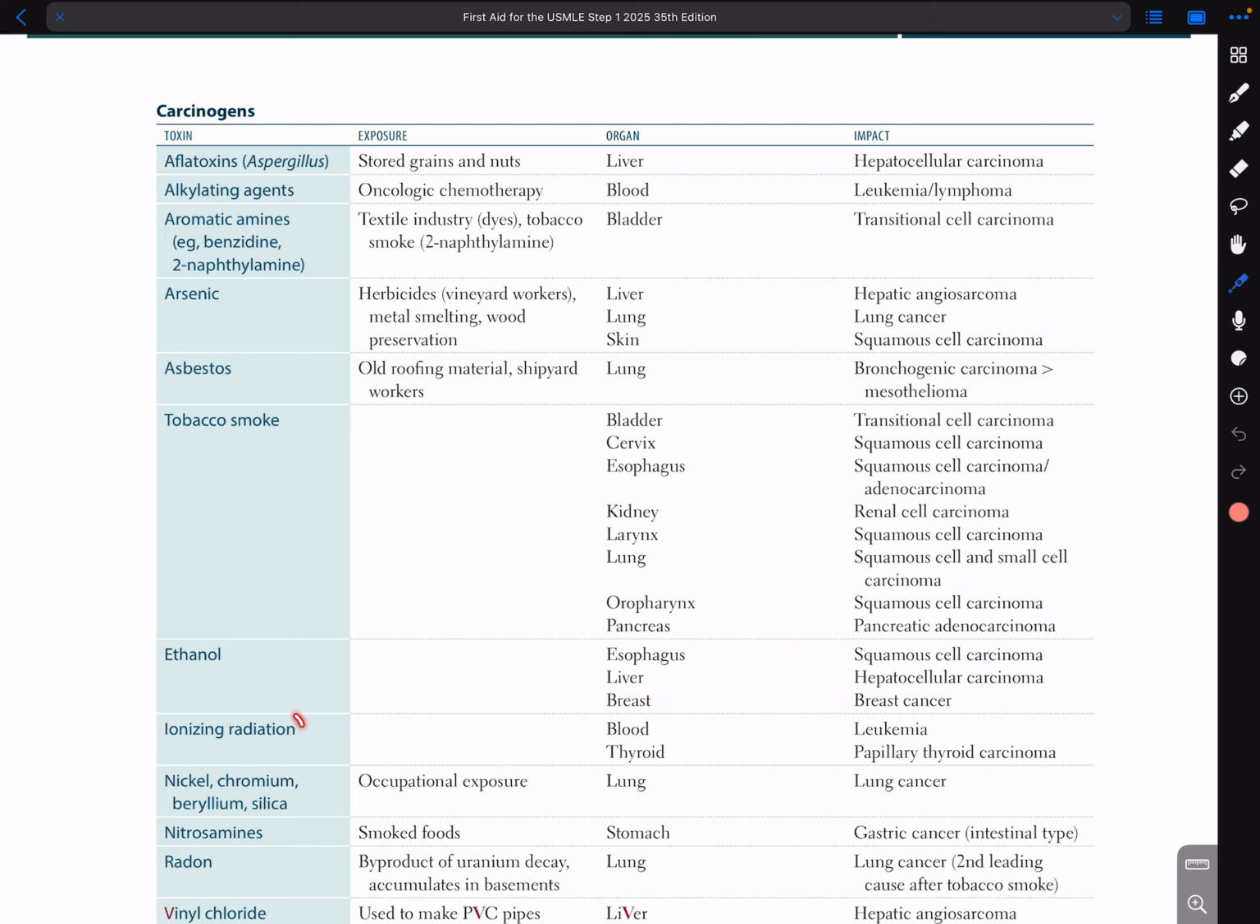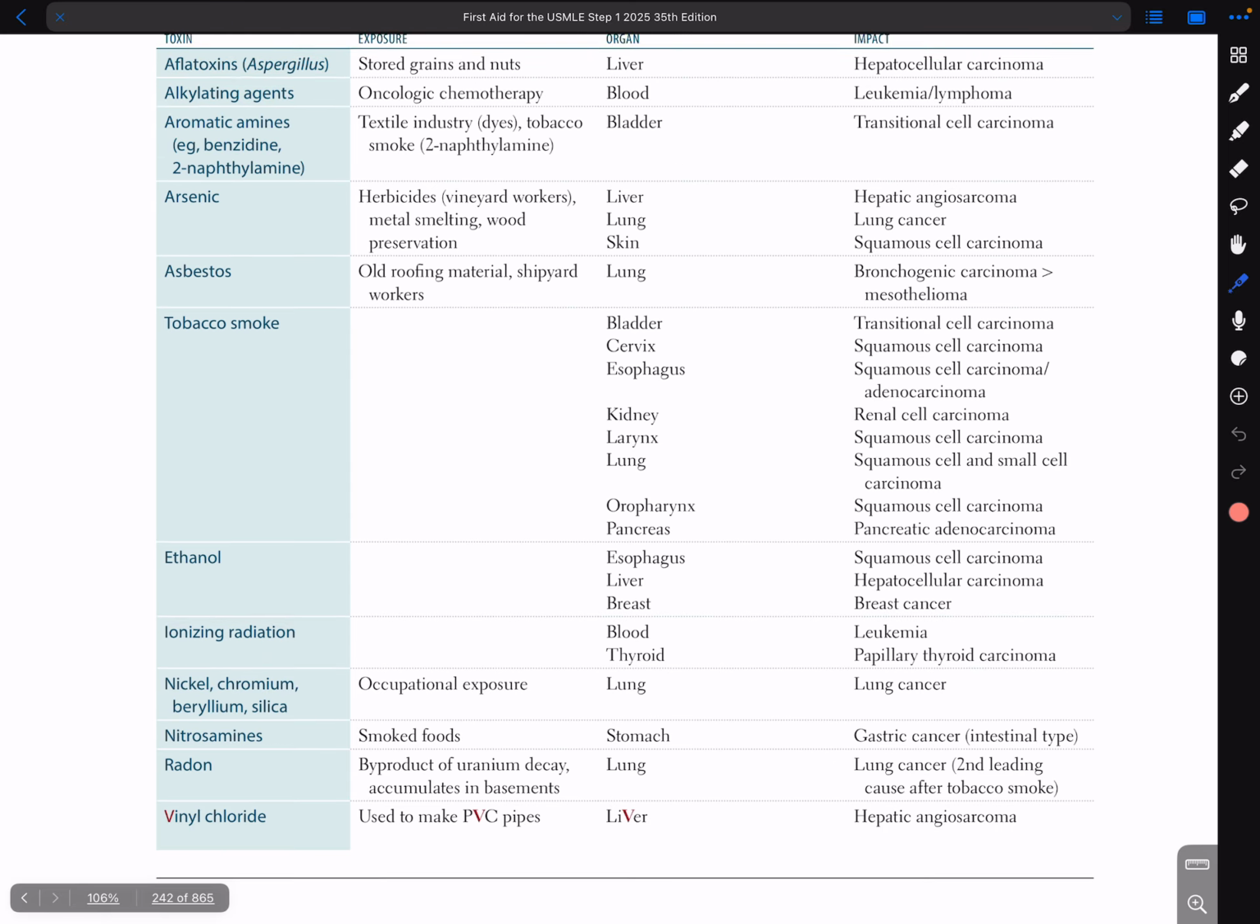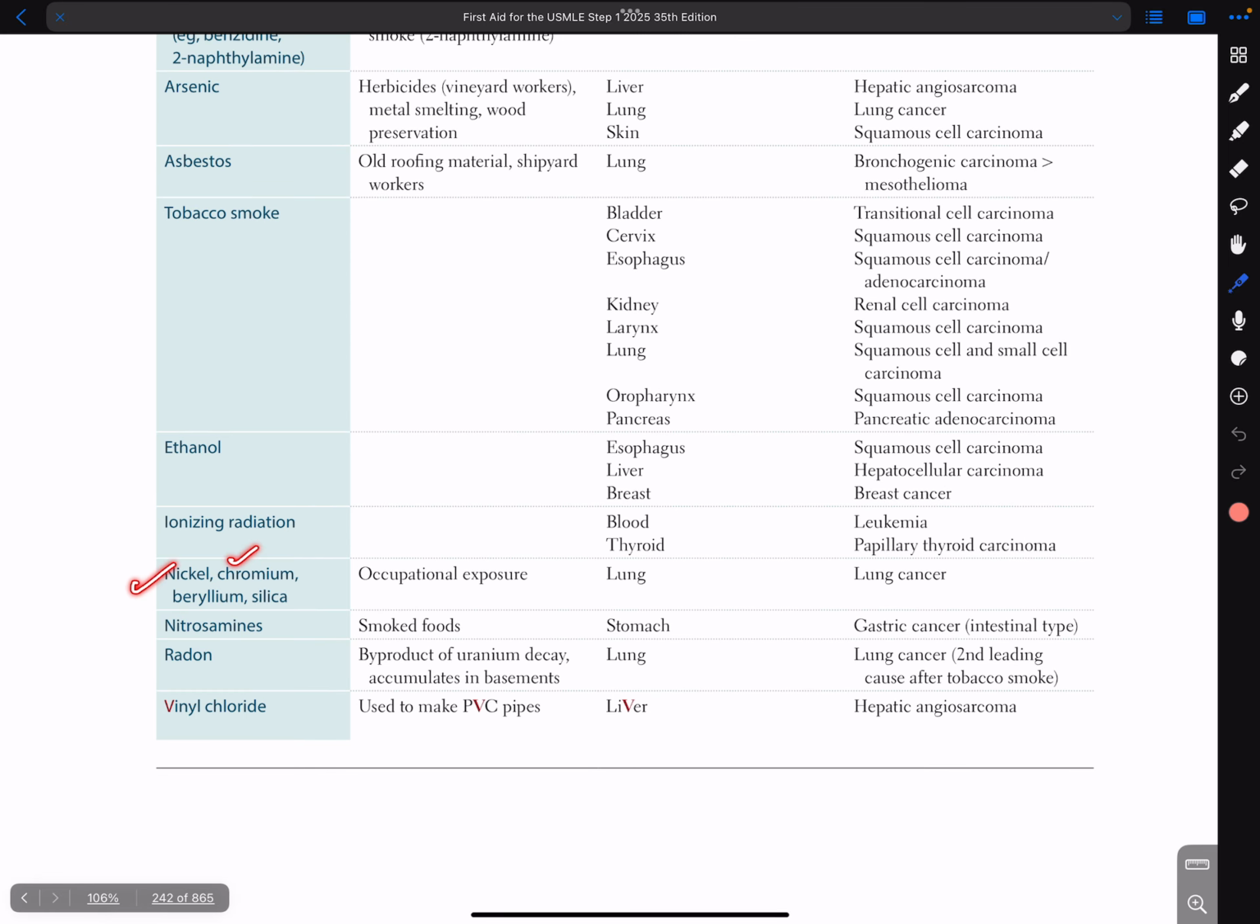Ionizing radiation affects the blood and thyroid. In blood, it can cause leukemia. In thyroid, it can cause papillary thyroid carcinoma. Exposure to nickel, chromium, beryllium, and silica, from occupational exposure, affects the lung and causes lung cancer.